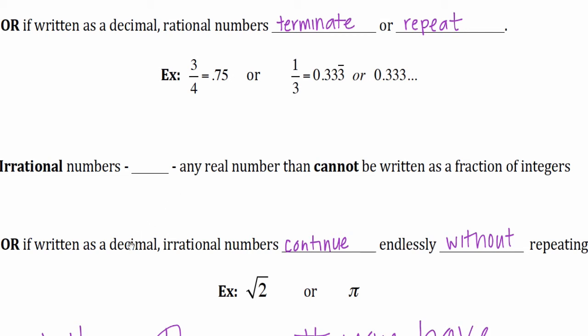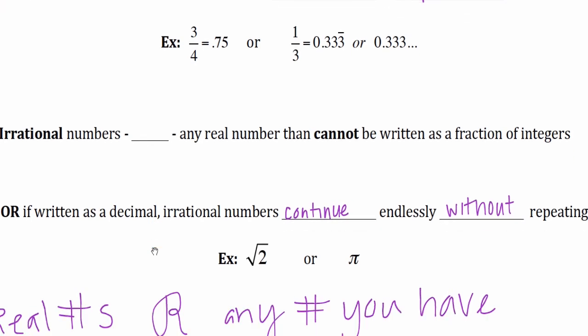And this is kind of the weird group, I guess, in this set of numbers because the rest are all really connected. And irrational numbers and rational numbers combine to make up all the real numbers, but there's no overlap between the two of them. It is any real number that cannot be written as a fraction of integers, or if it's written as a decimal, irrational numbers continue endlessly without repeating.